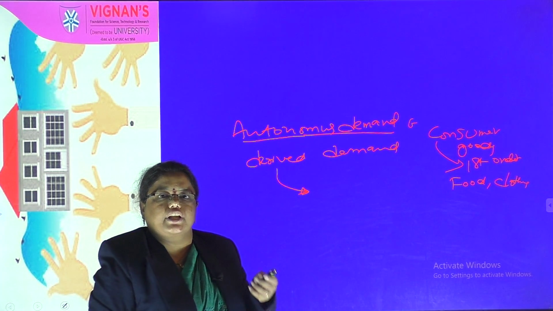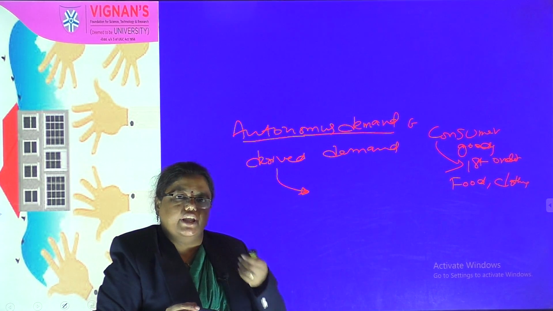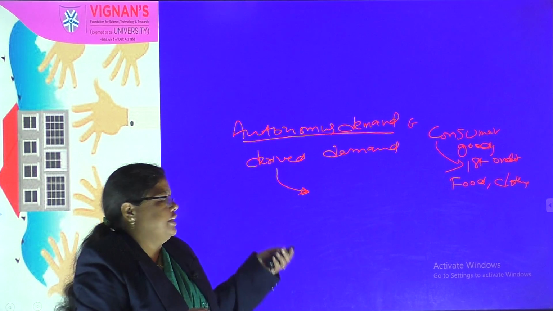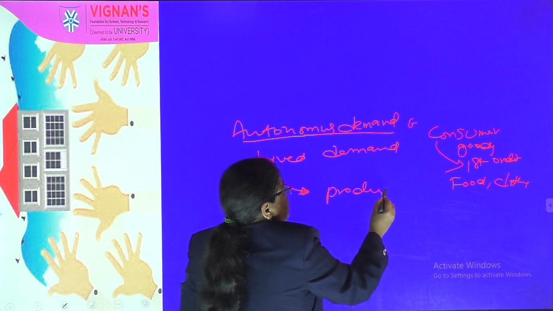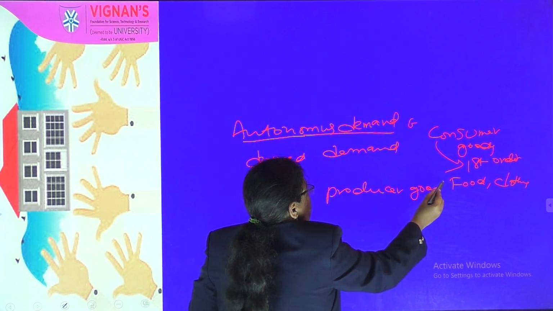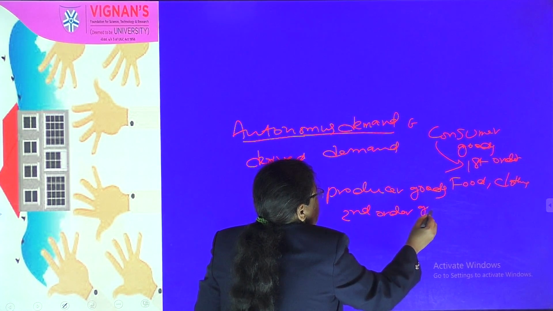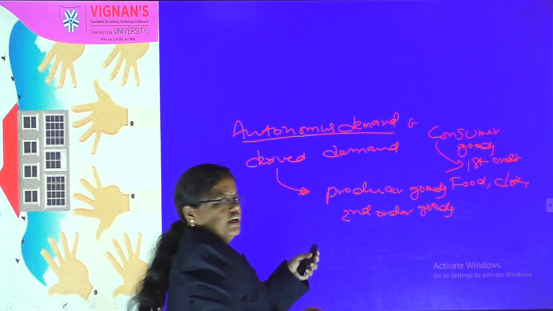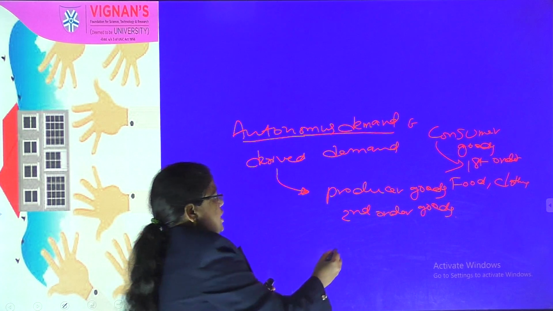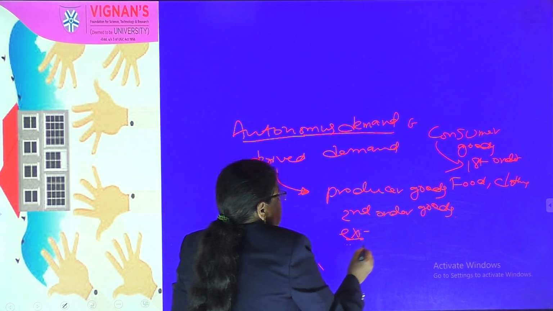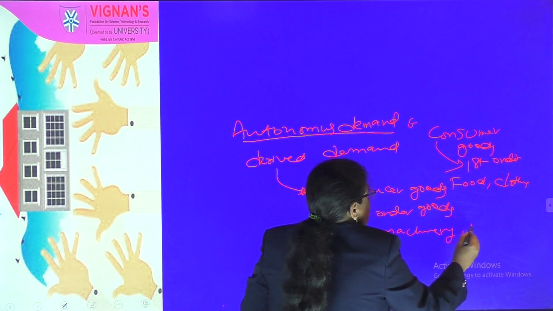Derived demand means the commodity is not having direct demand. The commodity produces something, and that commodity is having demand. That is in the case of producer goods, which are also known as second order goods. Examples are machinery, tools, implements.